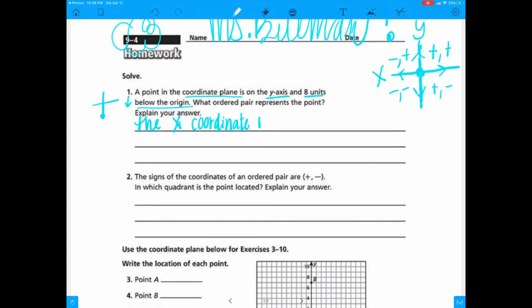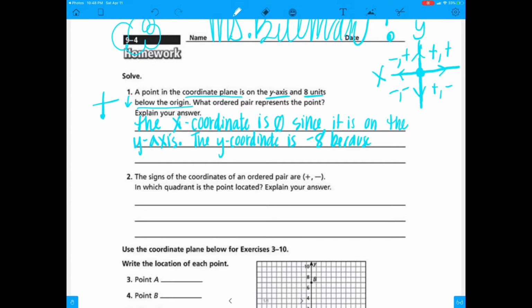So the x-coordinate is actually going to be 0 because it didn't go to the left or right. You have to go to the left or right first. You don't get to just jump in anywhere. You pick left or right. For my y-coordinate, that's where we're looking at this 8 units below the origin. So the y-coordinate would be -8 because it's below the origin. If we wrote this as an ordered pair, it would be 0, -8.